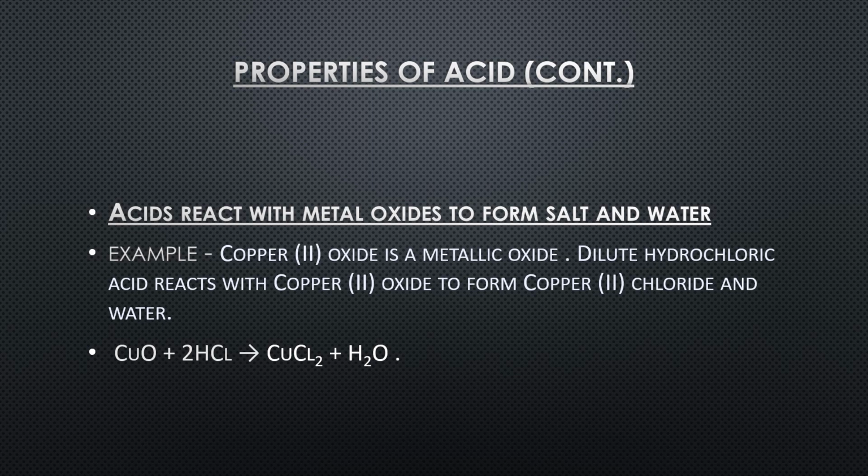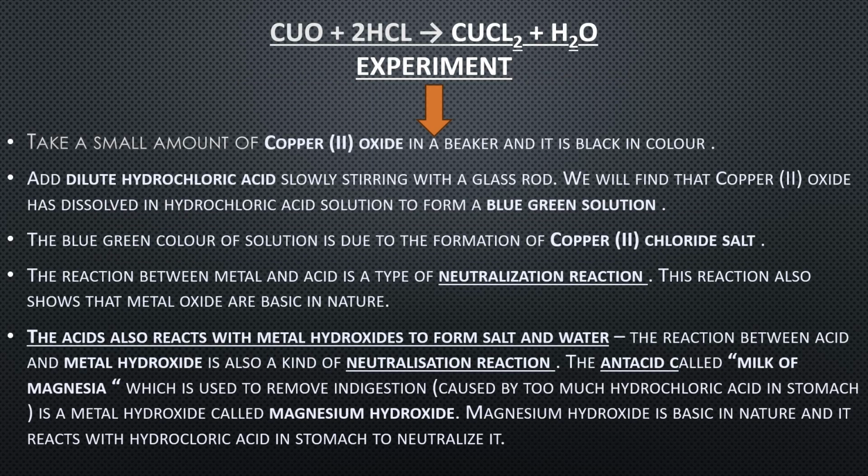Now we will perform one experiment. Take a small amount of copper 2 oxide in a beaker and it is black in color. Add dilute hydrochloric acid slowly, stirring with a glass rod. We will find that copper 2 oxide has dissolved in hydrochloric acid solution to form a blue-green solution. The blue-green color of the solution is due to the formation of copper 2 chloride salt.